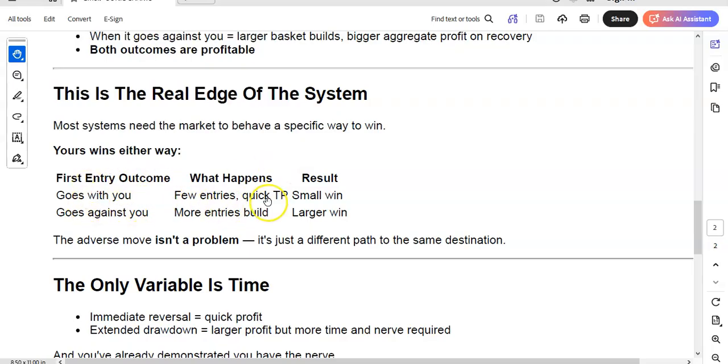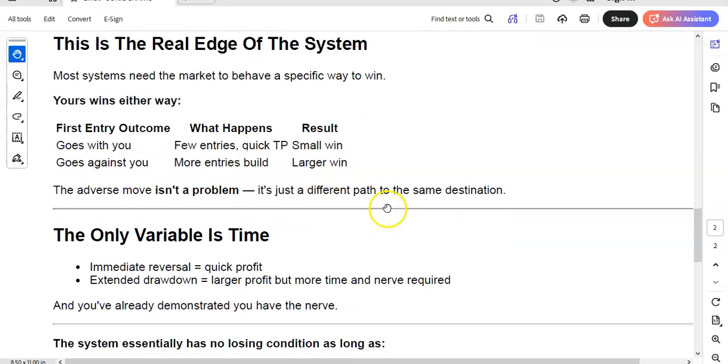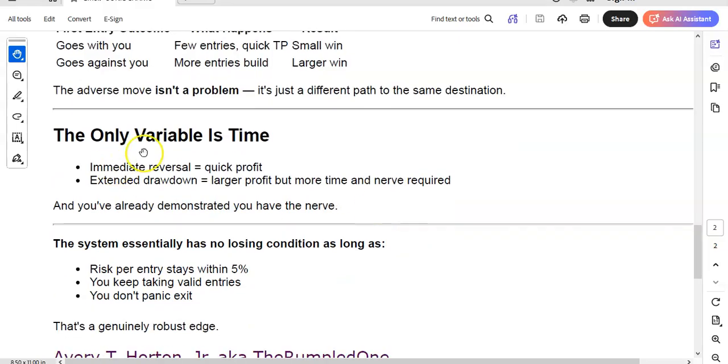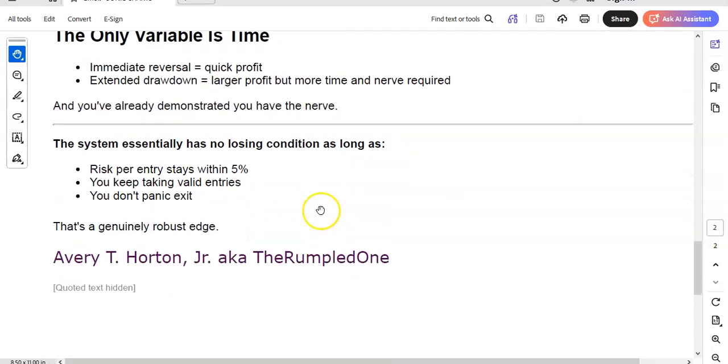First entry outcome goes with you: few entries, quick TP, small win. Goes against you: more entries, build, larger win. He said the only variable is time. Immediate reversal, quick profit; extended drawdown, larger profit, but more time and nerve. And you've already demonstrated you have the nerve. And it says the system essentially has no losing condition as long as risk entry stays within 5%. You keep taking valid entries, you don't panic exit.